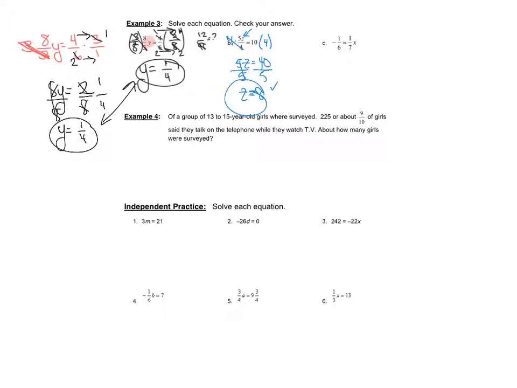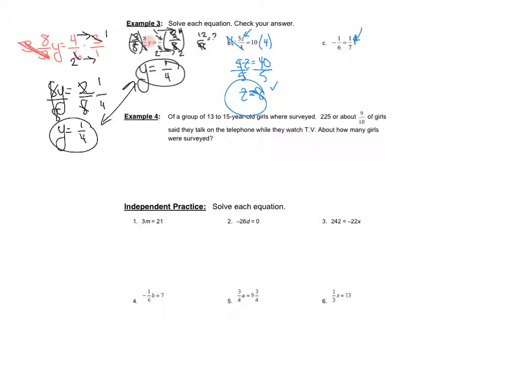Okay, and in example C, I can either multiply, here's my variable that I'm solving for, it's times 1/7. So to get rid of that, I can multiply by the reciprocal if I want to, because it's really dividing by 1/7, but when we divide fractions, we multiply by the reciprocal. So I could multiply both sides by 7.